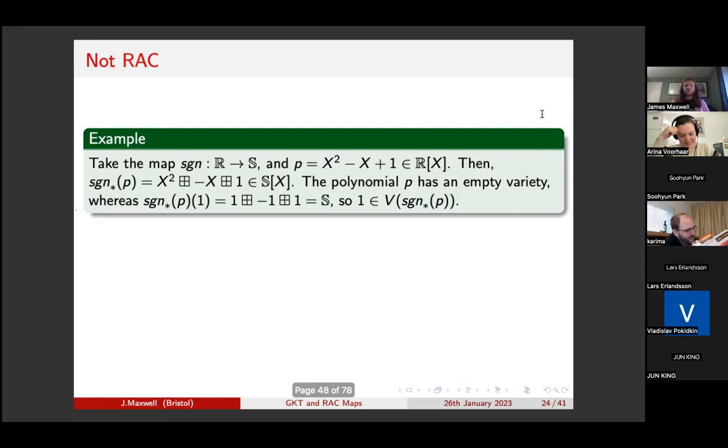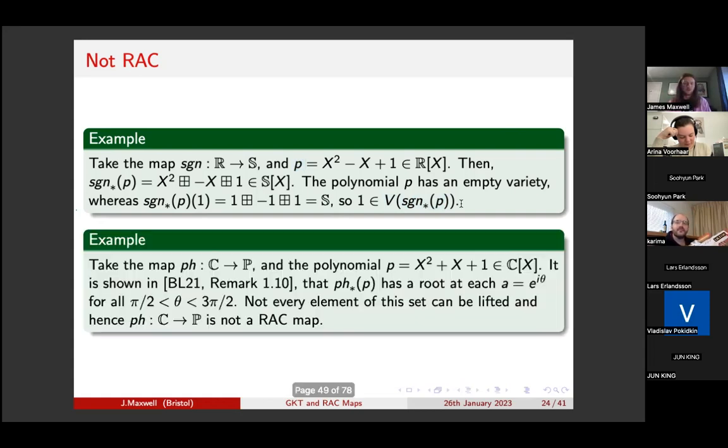So here there is an element of the variety of sin star of p, but there is nothing in the variety of P to push forward to this. So there's an example of not RAC, because the inclusion one doesn't even hold.